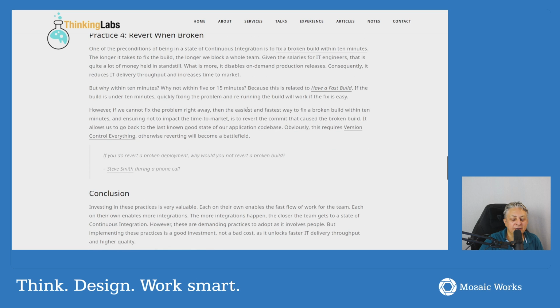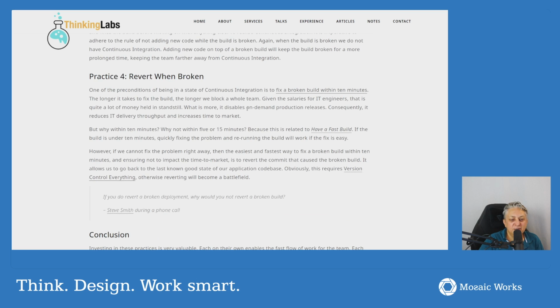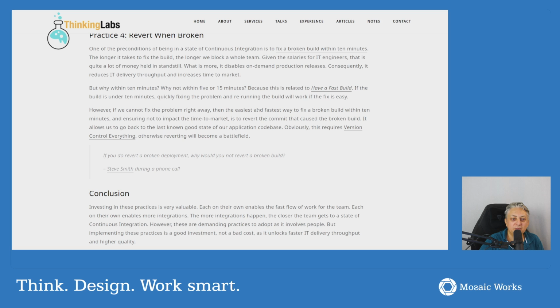Practice 4. Revert when broken. One of the preconditions of being in a state of continuous integration is to fix a broken build within 10 minutes. The longer it takes to fix the build, the longer we block the whole team. Given the salaries of IT engineers, there's quite a lot of money held in standstill. What is more, it disables on-demand production releases, consequently reduces IT delivery throughput and increases time to market. But why within 10 minutes?